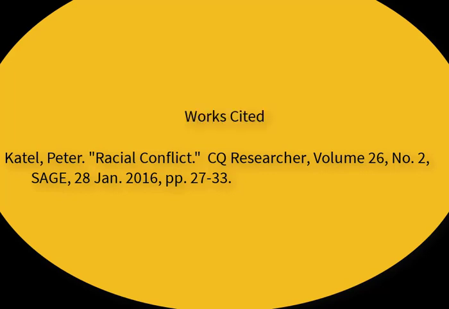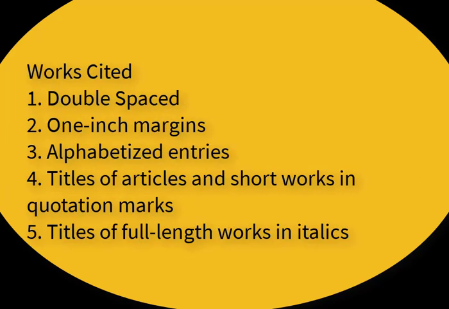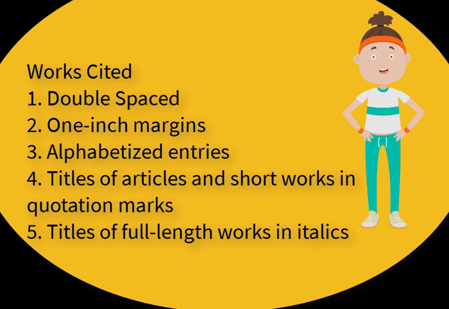Now the next thing I need to do is add the page heading, which is Works Cited. I do not put that in bold. I do not underline it. I just use the same size font that I used for the entry itself. When you get ready to format your works cited page for your paper, it will be the last page in the paper, and notice these guidelines. It needs to be double spaced with 1-inch margins. You will alphabetize the entries. All titles of short works go in quotation marks, and titles of full-length works get put in italics.